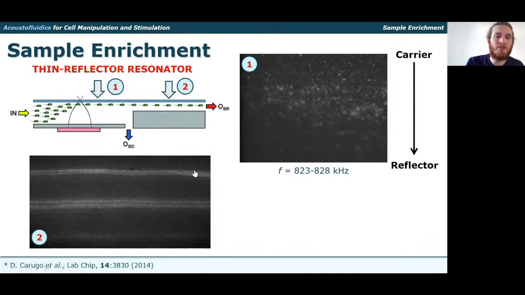If we now focus on this position exactly, at the outlet, you can see that there is a high concentration of bacteria flowing over the surface of the reflector, and they also form these lateral bands, likely due to primary lateral radiation forces. This system is a very effective configuration to enrich a sample that includes, for example, small amounts of particles or microorganisms.